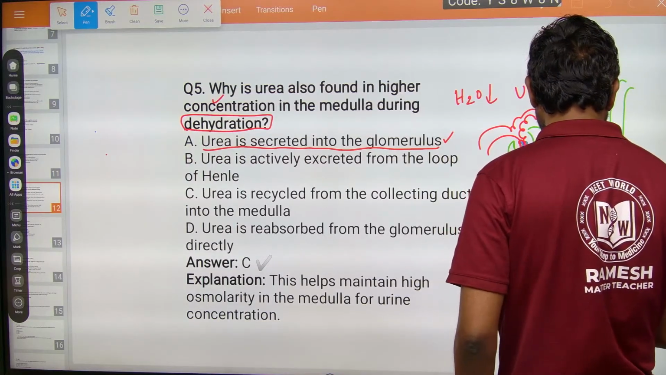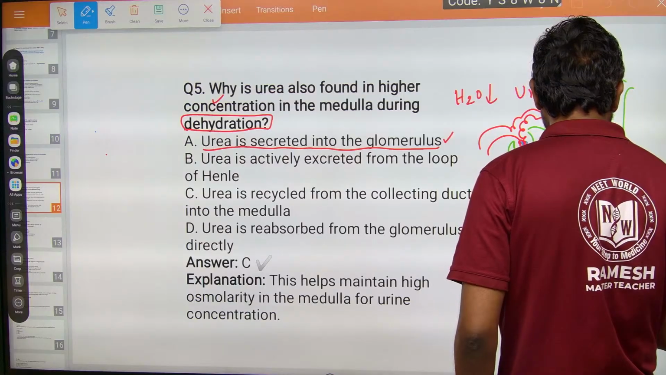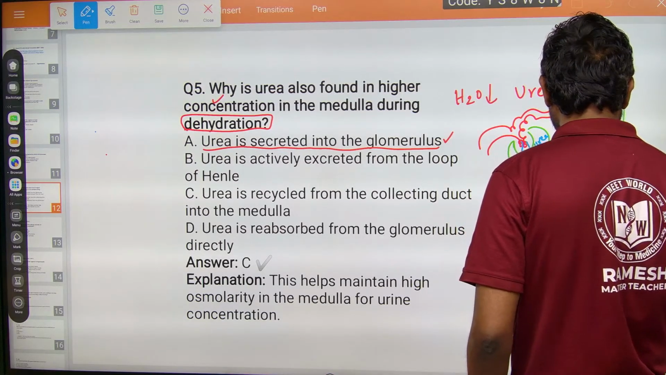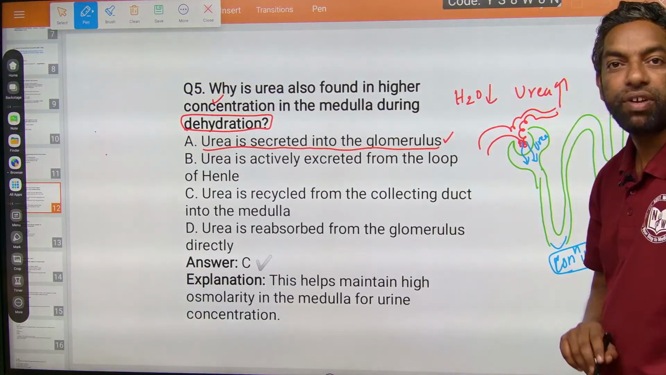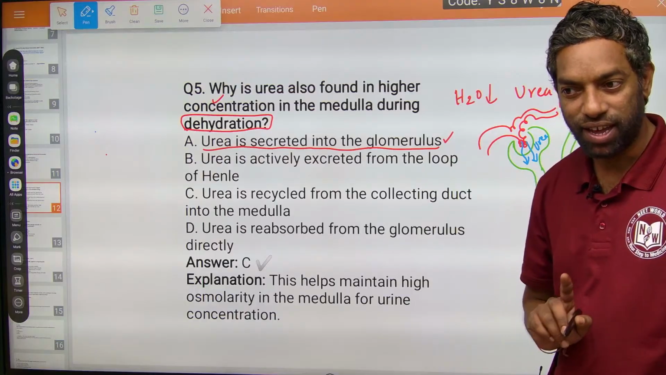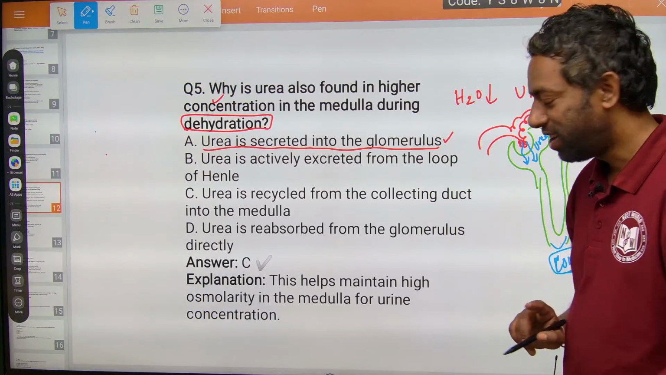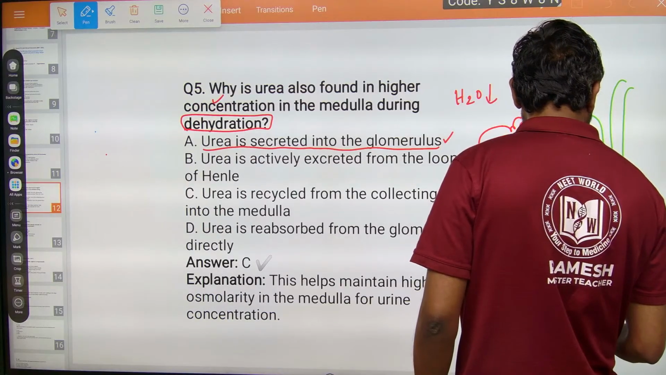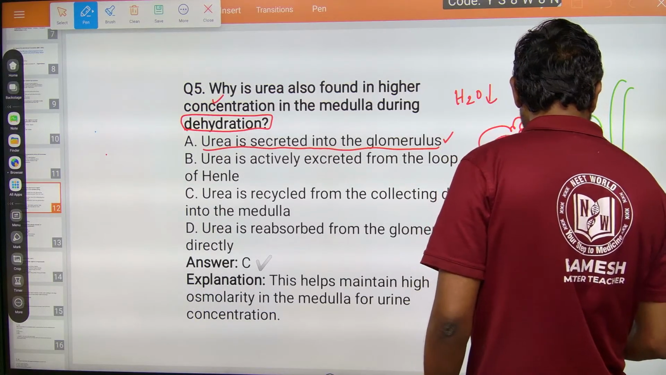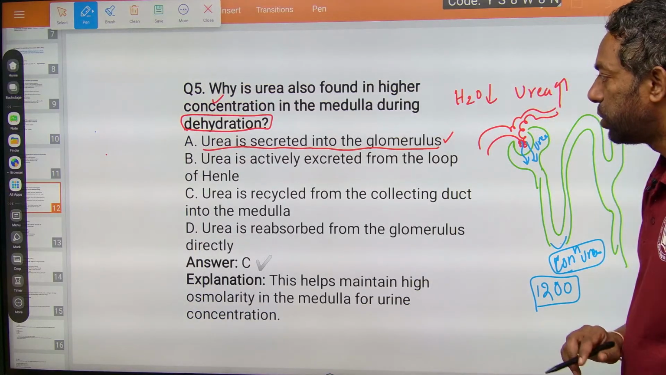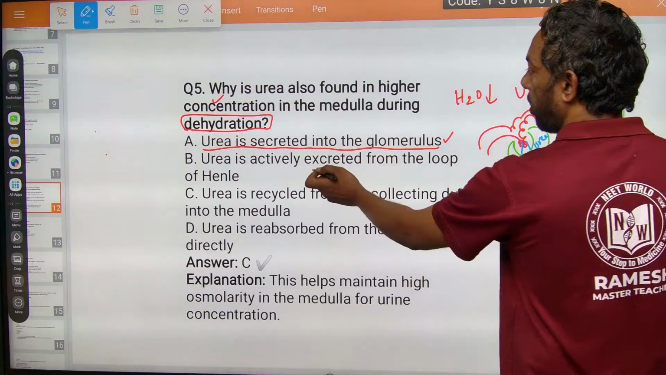In the loop of Henle there is a concentration of urea produced here. There is a solution of 1200 osmolarity in the loop of Henle, right? 1200 means concentration, right? 1200 osmolarity is there in the loop of Henle. So this option is wrong.